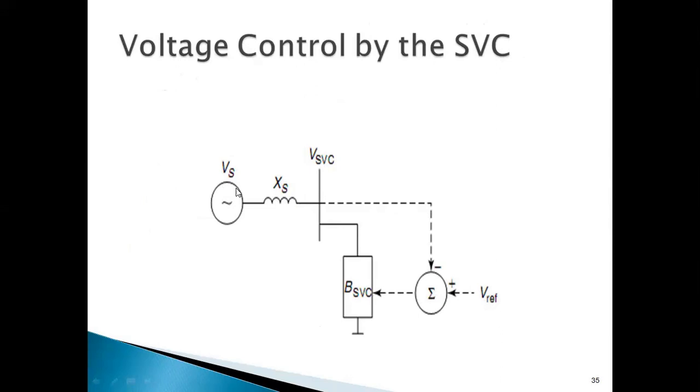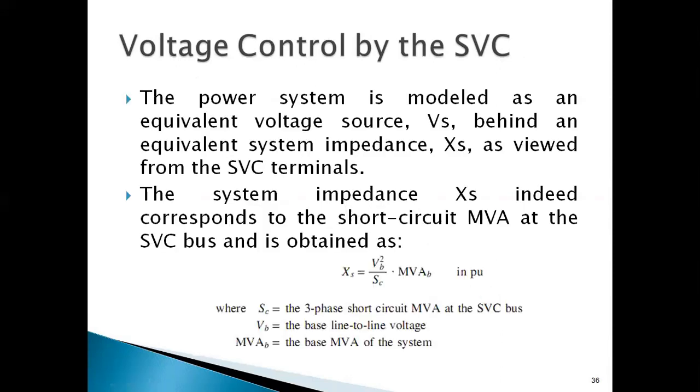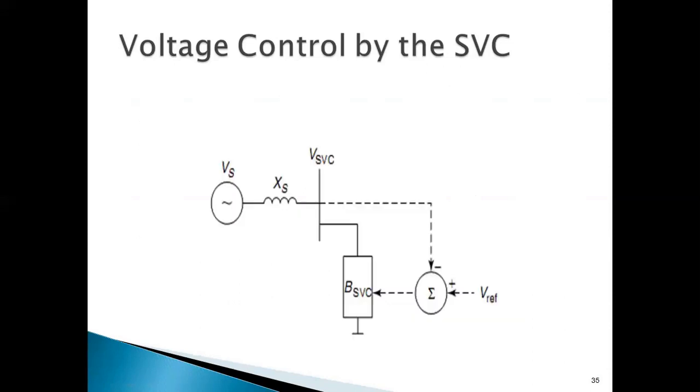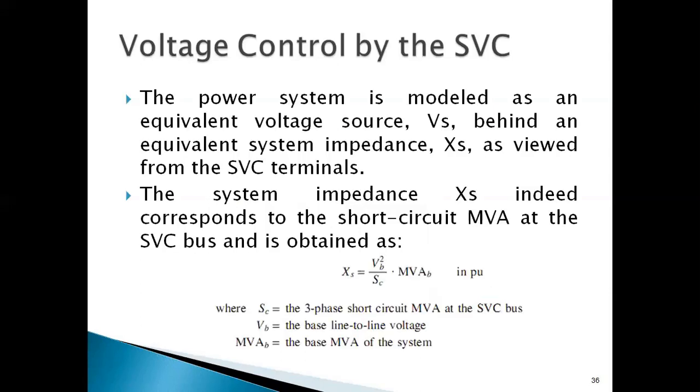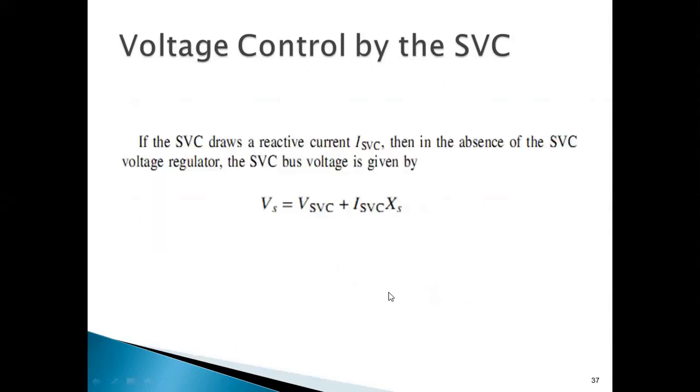Now let us try to understand the concept of how voltage is controlled with the help of SVC. The power system is now modeled as an equivalent voltage source, Vs, in series with the synchronous reactance behind an equivalent system impedance, that is XS. The system impedance XS corresponds to the short circuit MVA, given by the formula that we have studied in per unit calculation. We know what per unit, actual value and base value are. So XS is given by this formula.